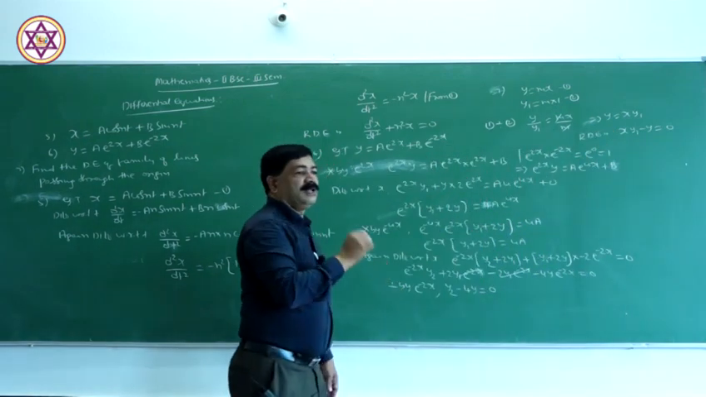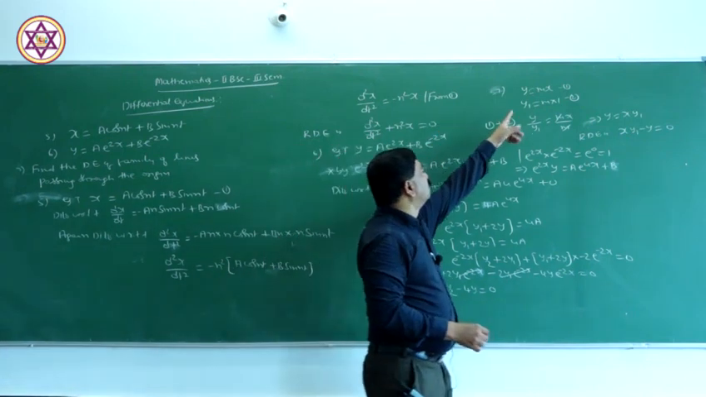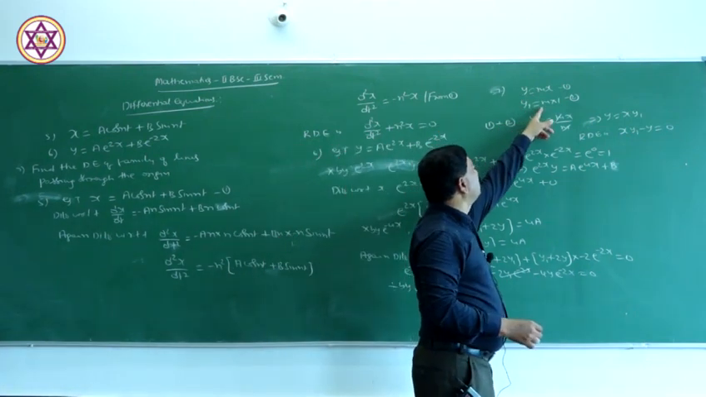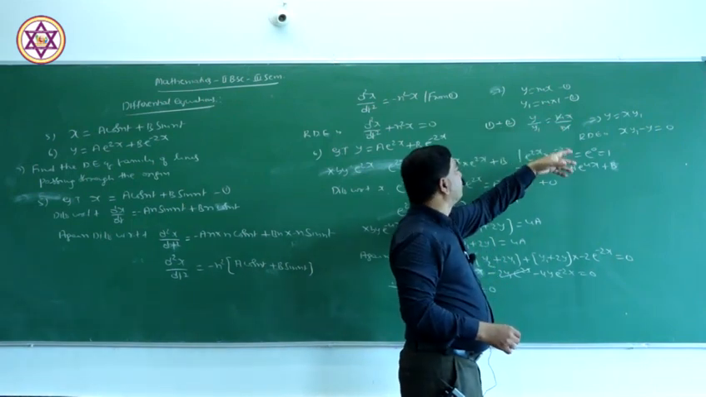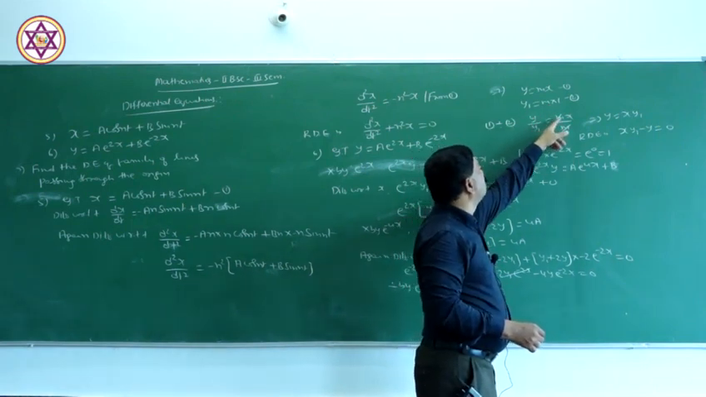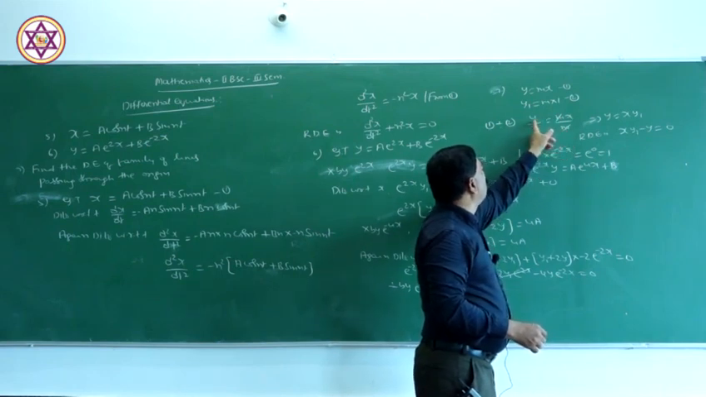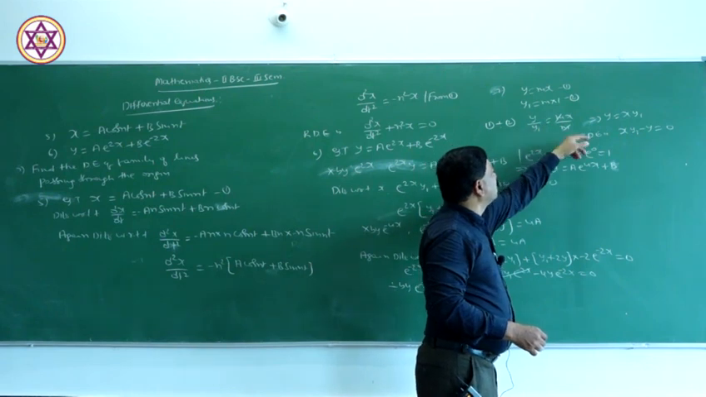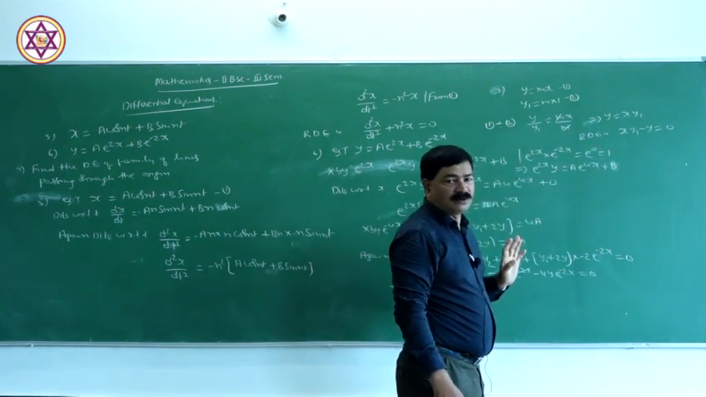Equation of the family of lines passing through the origin is y is equal to mx. So differentiate: derivative of y is y1, m into derivative of x is 1, divided by 2, we have to eliminate m. So y by y1 is equal to mx divided by m, m gets cancelled, y is equal to xy1, therefore the required differential equation is xy1 minus y is equal to 0.